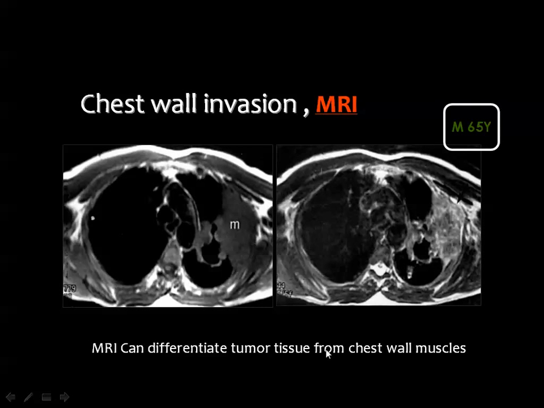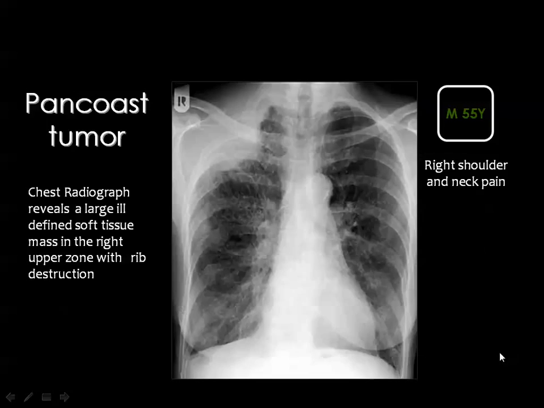Of course, you know that MRI is relatively better for evaluation of chest wall invasion depending on the signal of the tumor. The tumor will show high signal in the T2 weighted image compared to the relatively low signal of the chest wall muscles. Then you can appreciate the extent of the tumor in the chest wall.